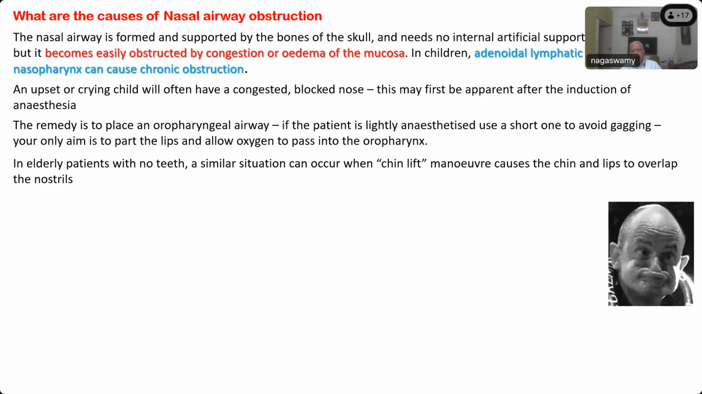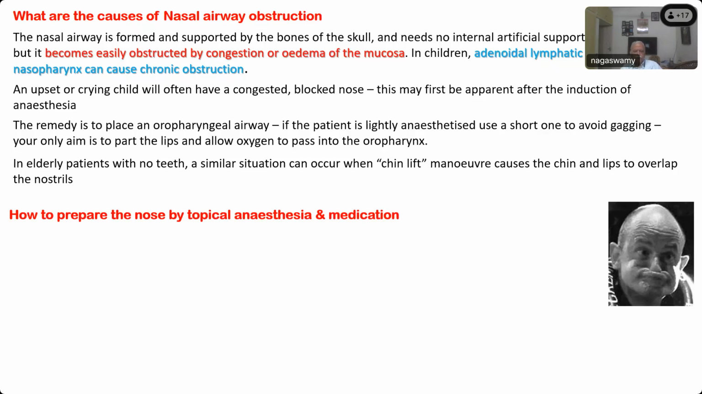And when you try to do a chin lift, the upper lip completely occludes the nasal openings and produces an obstruction. So how do you prepare the nose by topical anesthesia and medication before you do a nasal intubation or a nasal endoscopy?